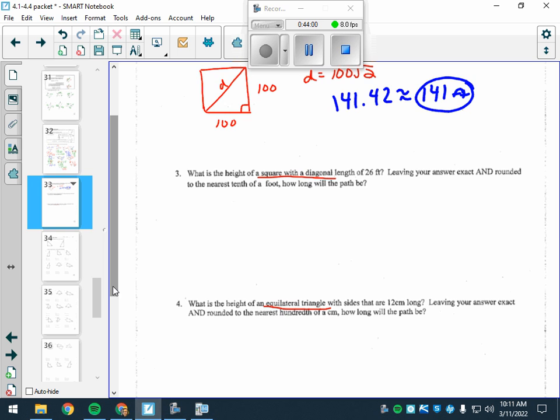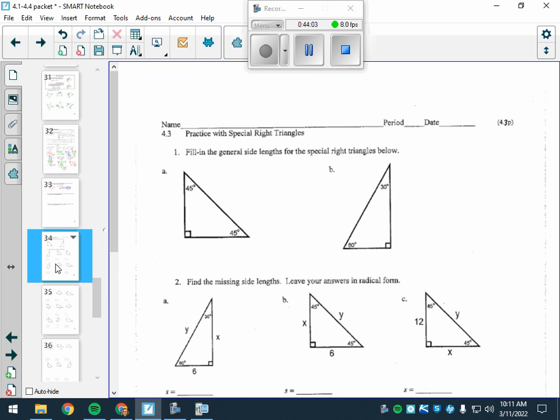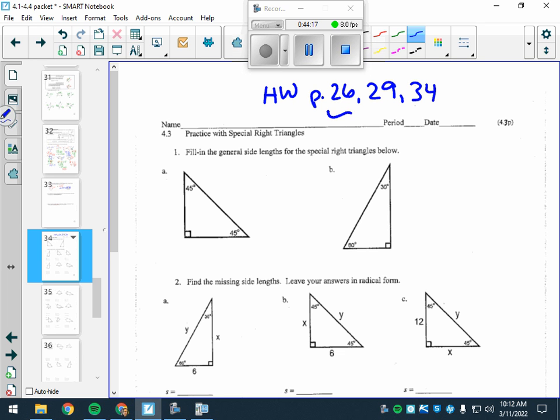All right, let us turn to, okay, so your homework is page 26, 29, and 34. 26 and 29 is more practice with trigonometry. 34 is practicing this 30, 60, 90 stuff. I'm not giving you a lot on 30, 60, 90 because I really want to make sure you're doing it right first before we do much more of it. So you can start that now. Work on whatever you think is the hardest so that I can help you while you're here.